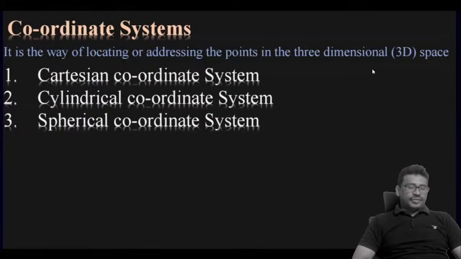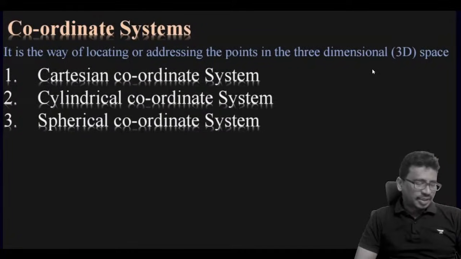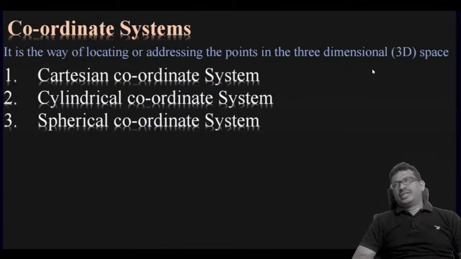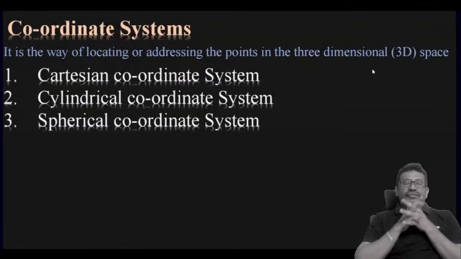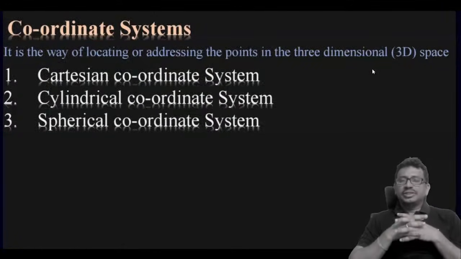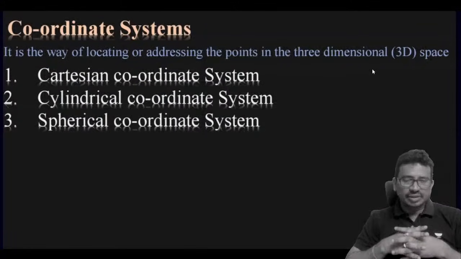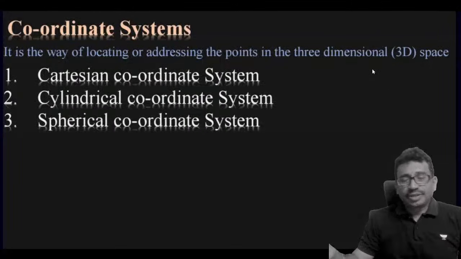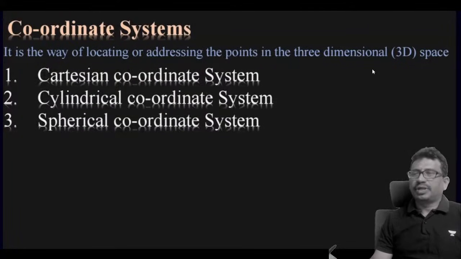Here we are going to discuss the three coordinate systems: one is the Cartesian coordinate system, another is the cylindrical system, and the third is the spherical system. Whatever we discuss in coordinate systems and vector calculus, you already know. I will just briefly brush up the things. These coordinate systems play a very important role in solving problems.